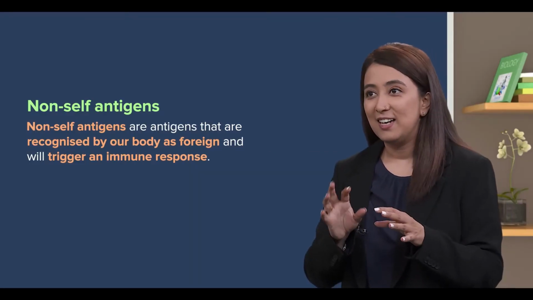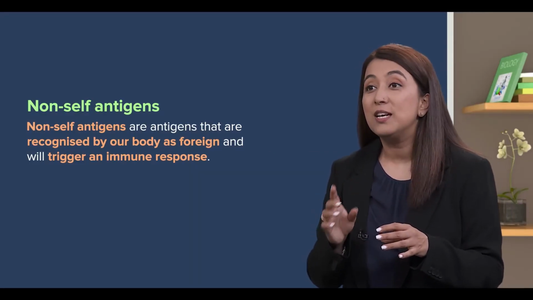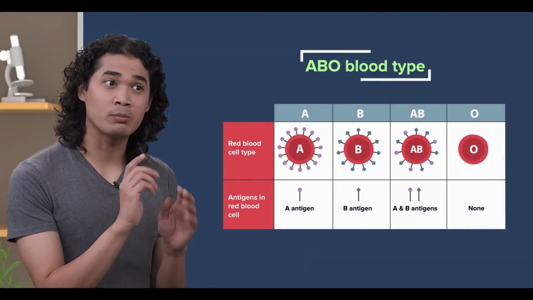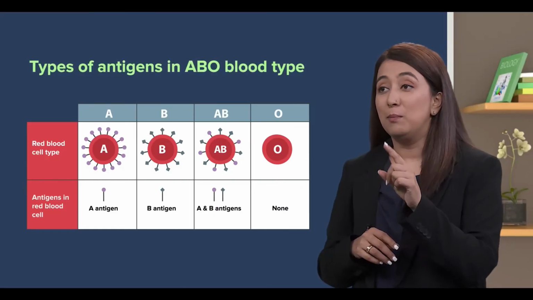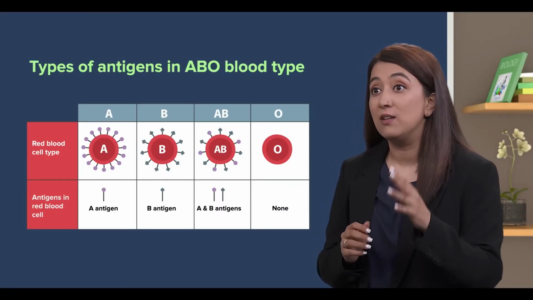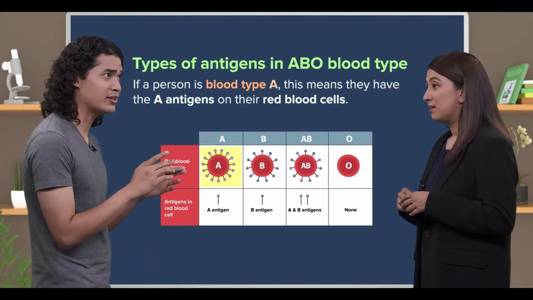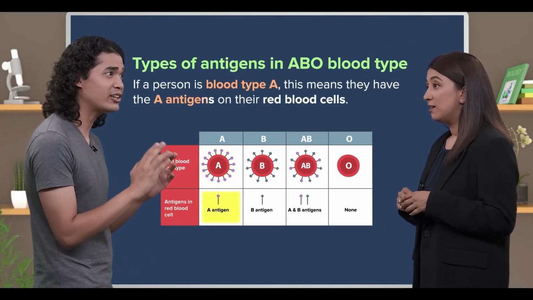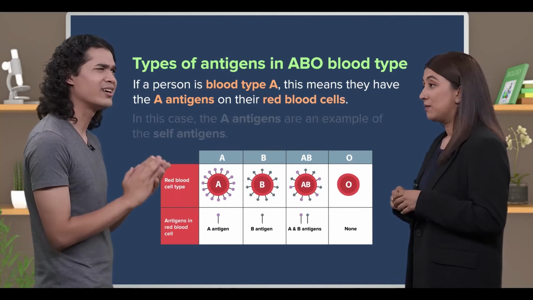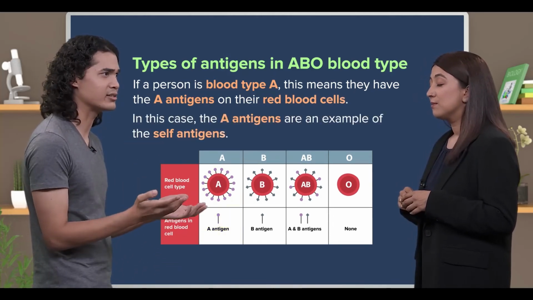Here's a hint. It is something that many people donate from their body, and losing too much can cause death. Blood. Now I remember. The ABO blood type. That's right. The blood type is one of the good examples to explain self and non-self antigens. Now I remember. If you are blood type A, this means you have the A antigens on your red blood cells. In this case, the A antigens are an example of the self-antigens.